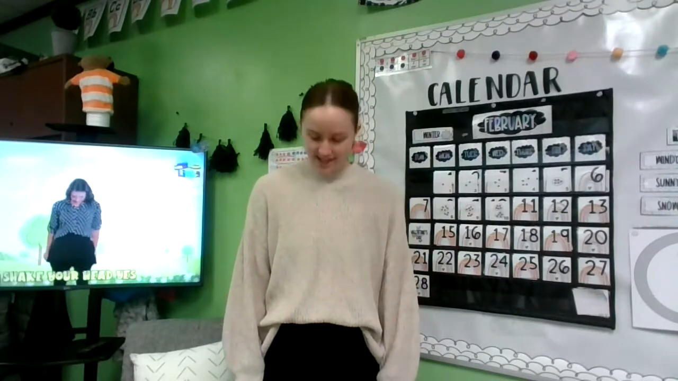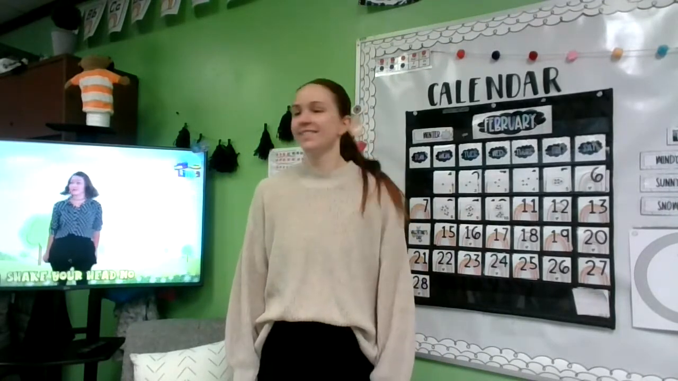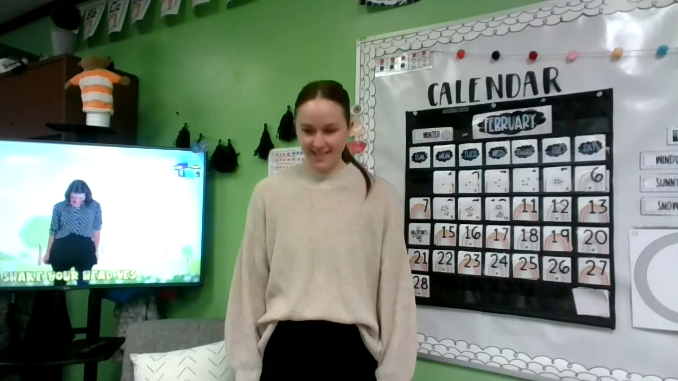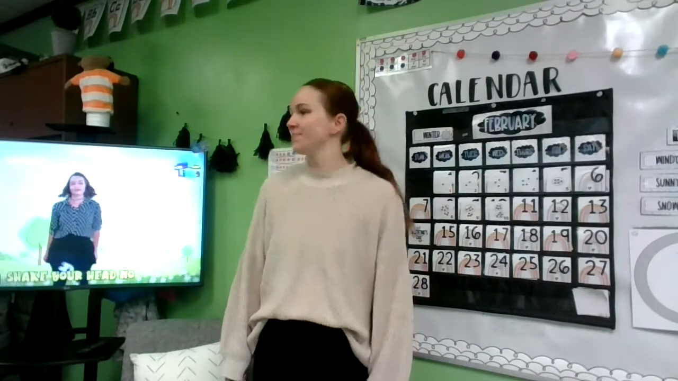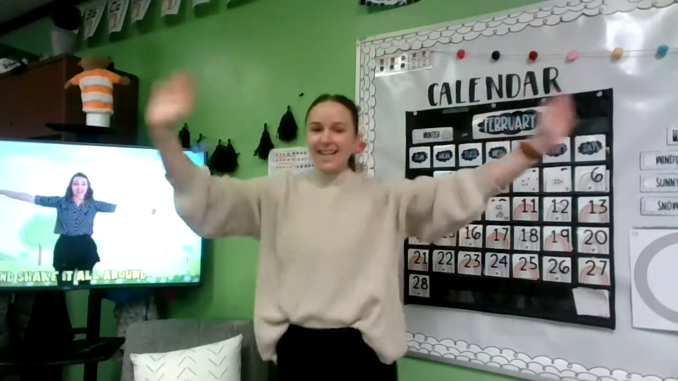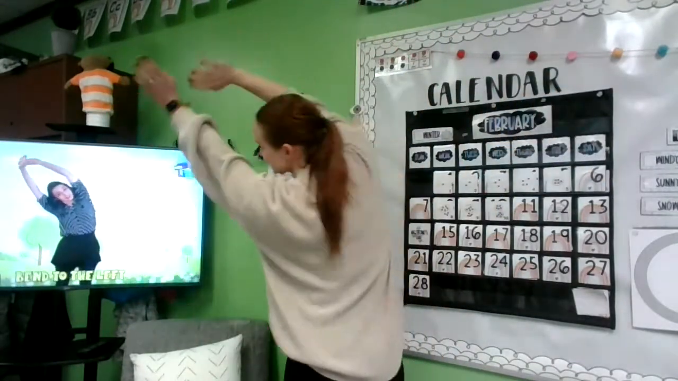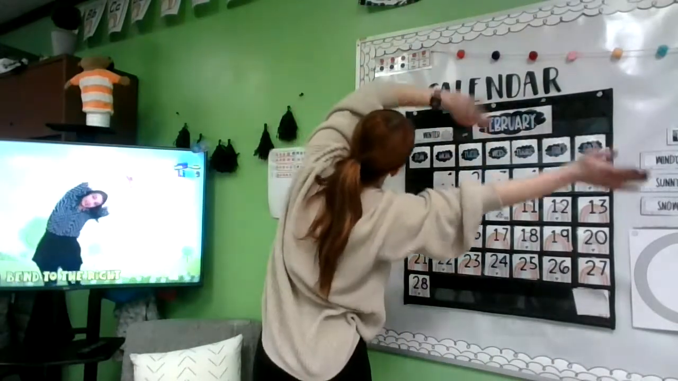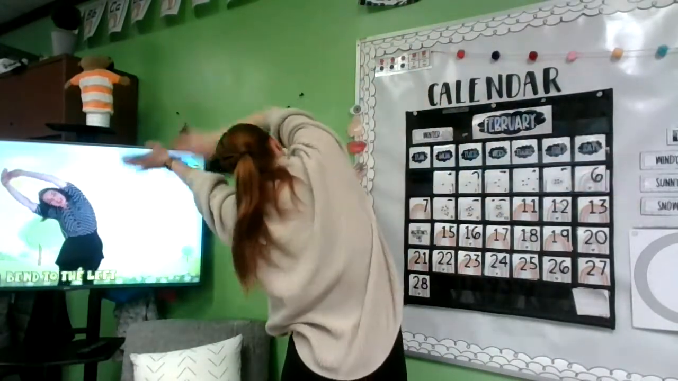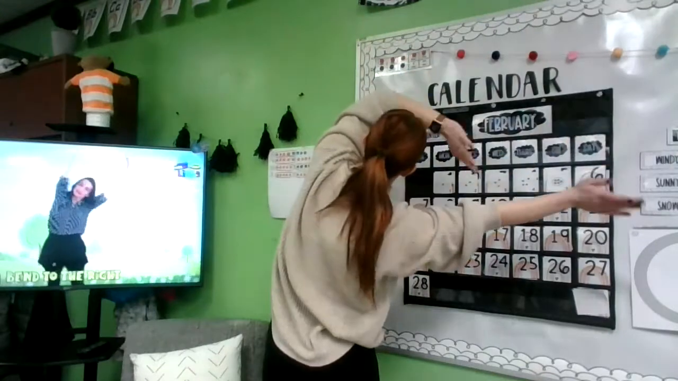Shake your head yes. Shake your head no. Lift your arms up. Put your arms down. Lift your arms up and shake it all around. Bend to the left. Left. Bend to the right. Right. Bend to the left. Left. Bend to the right. Right.